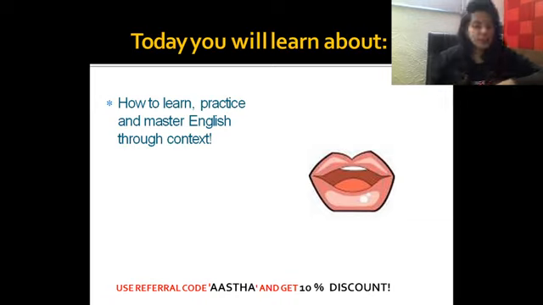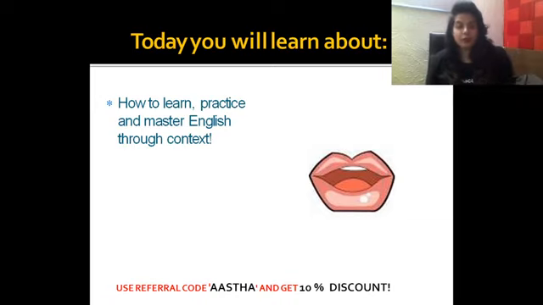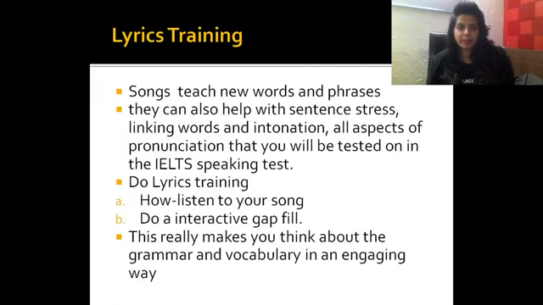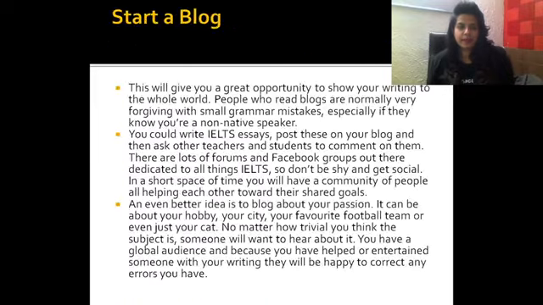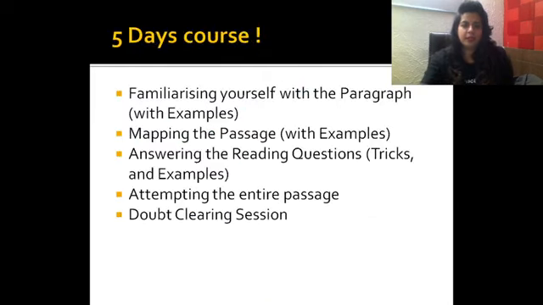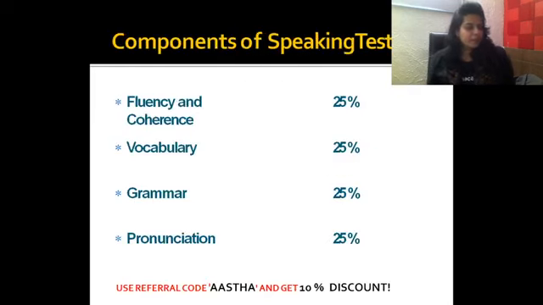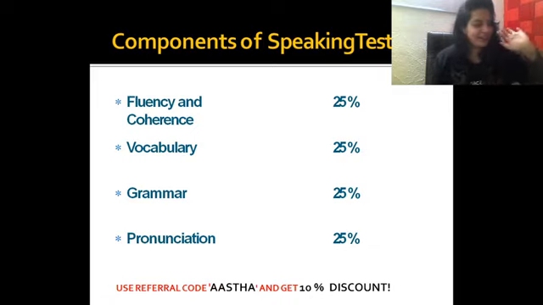Great. So, when we talk about how we learn English through context, there are different aspects to it. Before I move ahead, we must also understand the components of a speaking test in particular. You need fluency and coherence, 25%. You need good vocabulary, 25%. Grammar is 25% and pronunciation is 25%. So the weightage is 25% each.